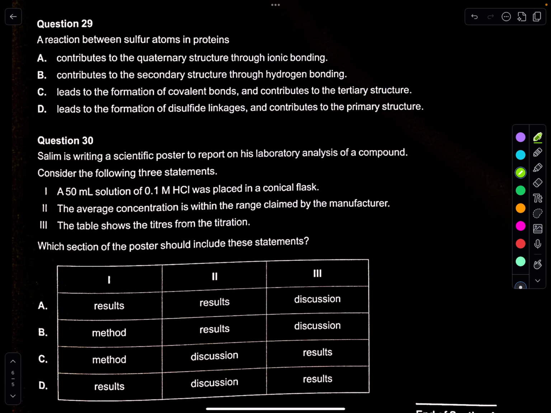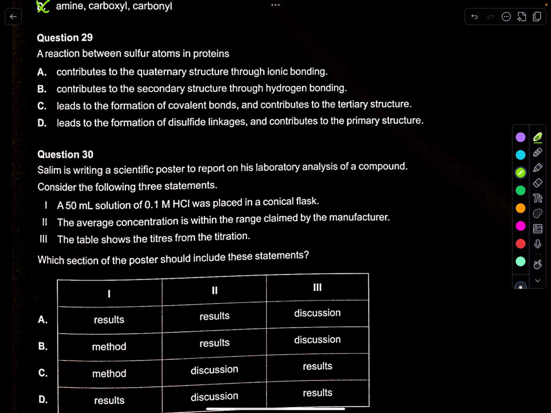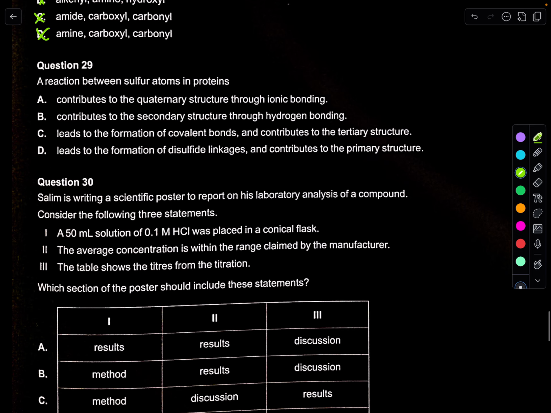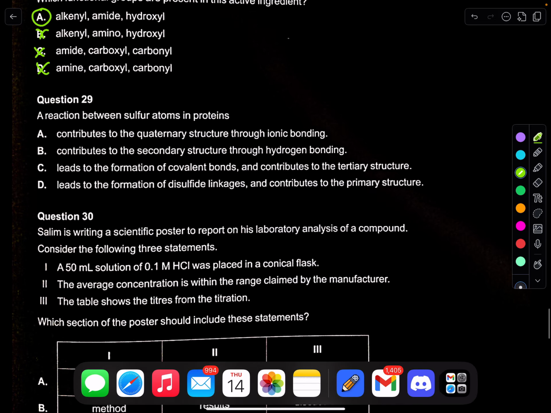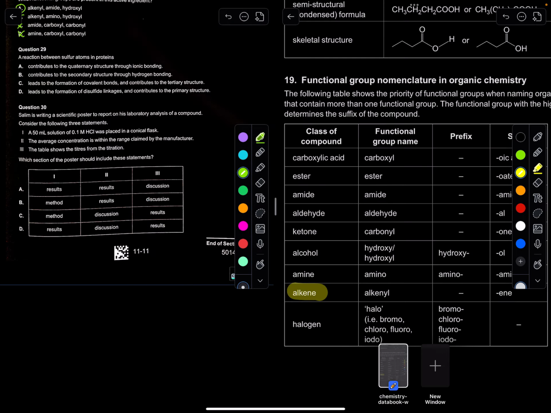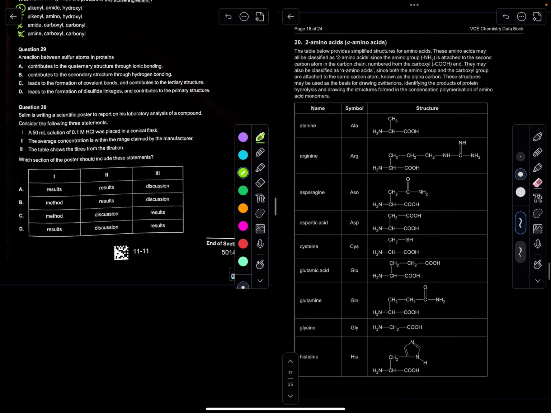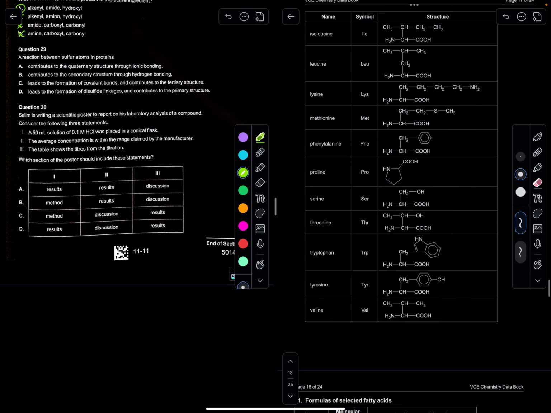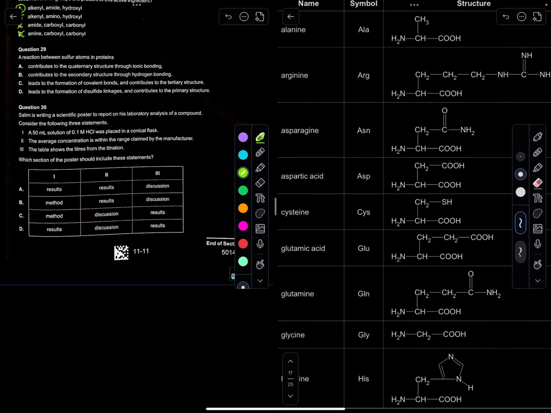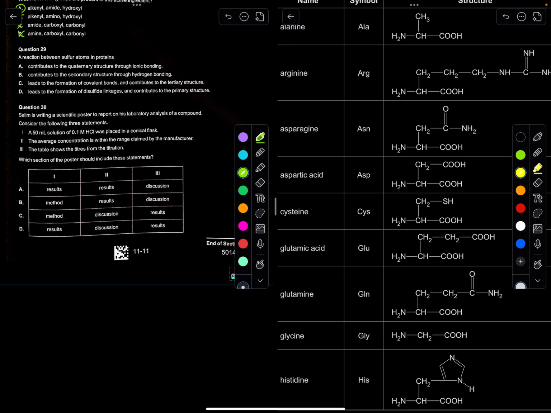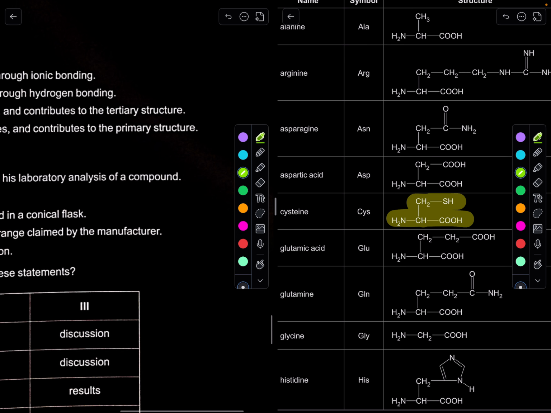Question 29. A reaction between sulfur atoms in proteins contributes to quaternary structure. Okay, if you don't know, the only compound that forms the reaction between sulfur atoms is cysteine, an amino acid called cysteine. I remember cysteine. Where is it? Going down here, I'll show you where it is. Cysteine actually has sulfur in it. You can see there are two compounds that have sulfur, but this one actually forms bonds between itself, like cysteine. It forms these disulfide bonds.